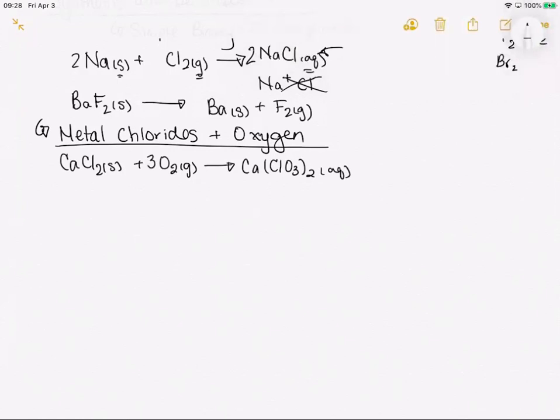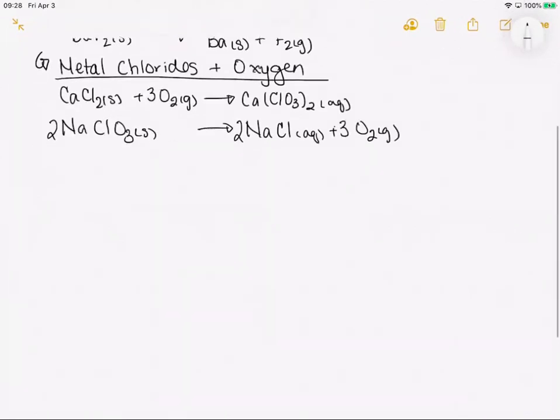And so just like a decomposition reaction, say if I have sodium chlorate, again, it's going to be a solid. When it decomposes, it's going to be sodium chloride plus oxygen gas. And so to balance that, I need 2 and 2 and 3 here. Okay, so that's one of our synthesis and decomposition reactions. The next one I want to talk about are metal oxides plus carbon dioxide.